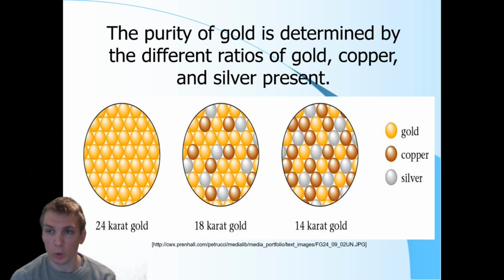The purity of gold is determined by the different ratios of gold, copper, and silver present. So Bruno Mars a couple of years ago made it very famous, the status symbol of having 24 karat gold. That's not necessarily beneficial for the modern middle class family that wants to get like wedding rings or something like that. 24 karat gold is very shiny and it looks nice, but it is extremely soft.